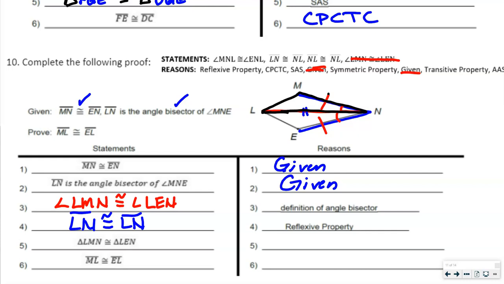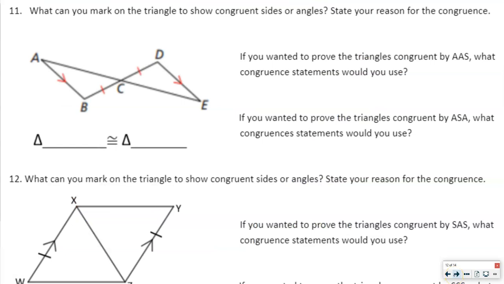Side, angle, side? Got it. Okay, and then once again, so we did use side, angle, side. And then what was the reason for us being able to say that a part of the congruent triangles is congruent? Again, 3 C's, P, T. Okay? All right, so this next one says, what can you mark on the triangles to show congruent sides or angles? State your reason for the congruence.